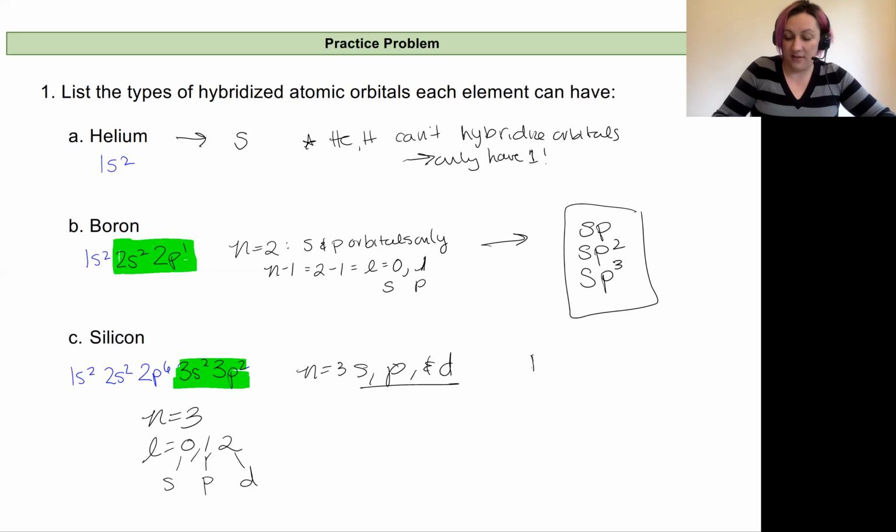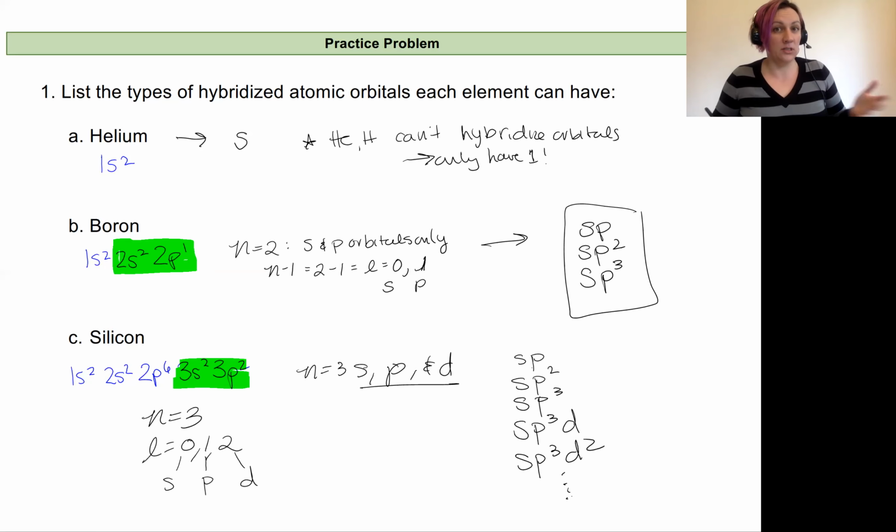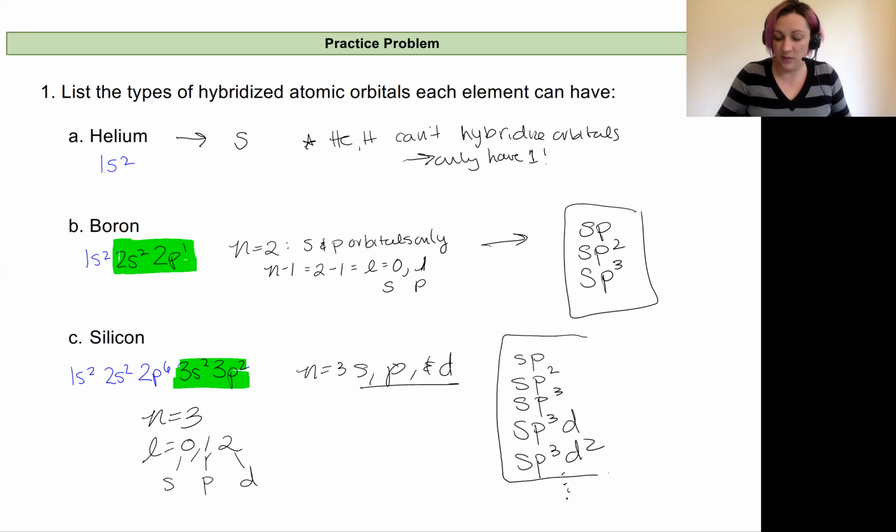That means I can have sp hybridized, I can have sp squared, sp3, and I can start bringing in my d orbitals like sp3d, sp3d squared, and this can continue to incorporate all the d orbitals, although that would be extremely unstable because it would be so crowded around that atom. We're only going to focus up to the octahedral shape for our hybridized orbitals. So we don't need to go past sp3d squared.